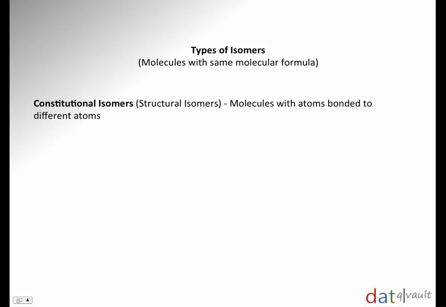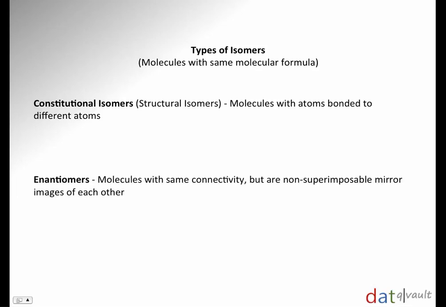The first type of isomer is called a constitutional isomer, and constitutional isomers are molecules that have the same exact molecular formula or empirical formula, but the atoms are bonded to different atoms within the molecule. The other kinds of isomers are first enantiomers, and these molecules have the same connectivity, unlike constitutional isomers.